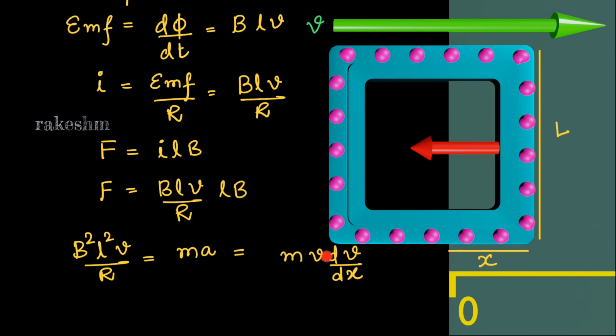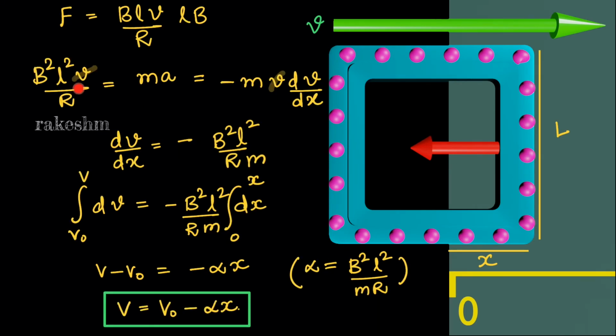The mass is positive, velocity is positive. dx means x final minus x initial in a very short period of time. That is also positive as the loop is moving in this direction. dv, which is v final minus v initial, is a negative quantity. So this dv in itself is a negative quantity. We have LHS a positive quantity and RHS a negative quantity. So we will put one minus sign here. So now the RHS will be a positive quantity and LHS also will be a positive quantity.